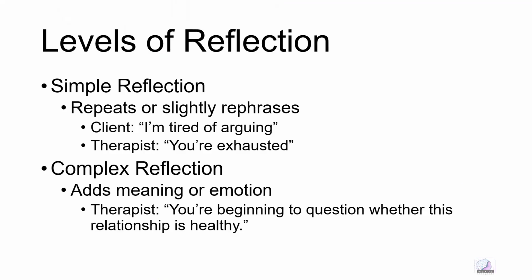Let's see if we can have some examples of that. We have simple reflection and complex reflection. Simple reflection just repeats or slightly rephrases. So the client says, I'm tired of arguing, and the therapist will say, you are exhausted. But when you do the complex level, you are adding meaning or emotion to it. And this is where, anytime I teach clinical skills, I will teach students to understand the levels of reflection. So I'll say, let's do a reflection of content. And then as we do that, we'll add a feeling to what the content is. And then as we do a couple of feelings, then we connect a meaning to it.